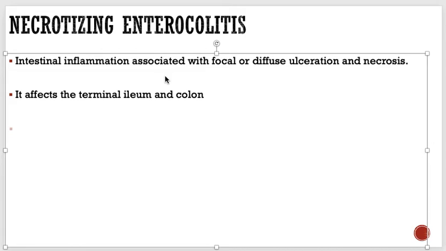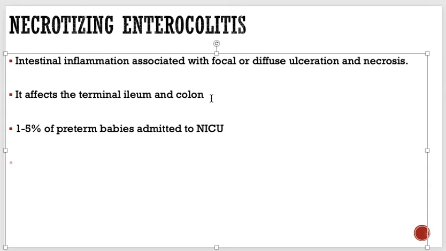So it affects 1 to 5% of preterm babies. Not so uncommon, you can say. Not all the preterm babies, but those who are admitted to the neonatal ICU.